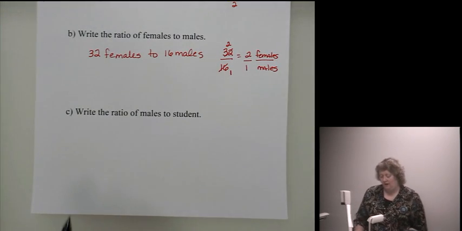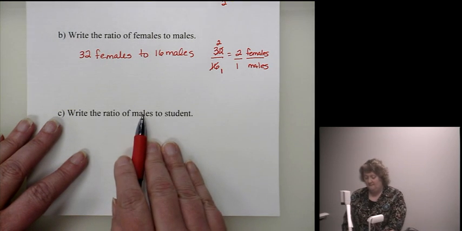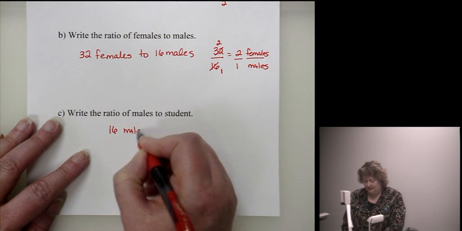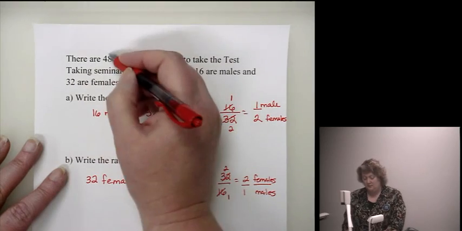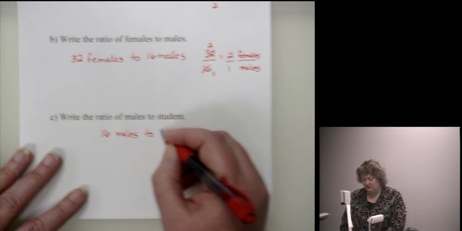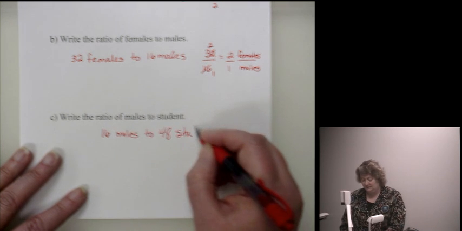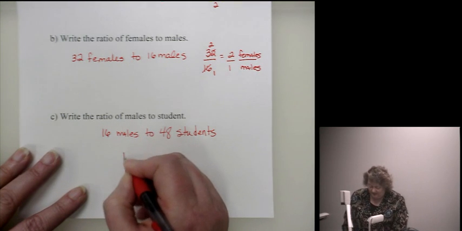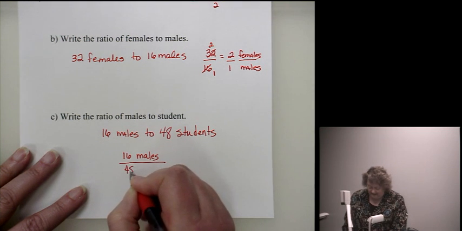Now, look at the C part. Write the ratio of males to students. Well, the number of males is 16. The number of students is the total number. Let's go back up here and remember that there were 48 students total. So it's 16 males out of the total. So in this case, we want to know 16 males to 48 students.